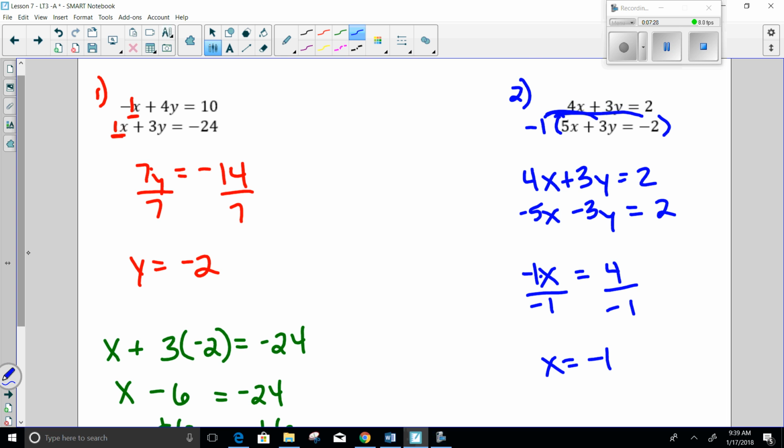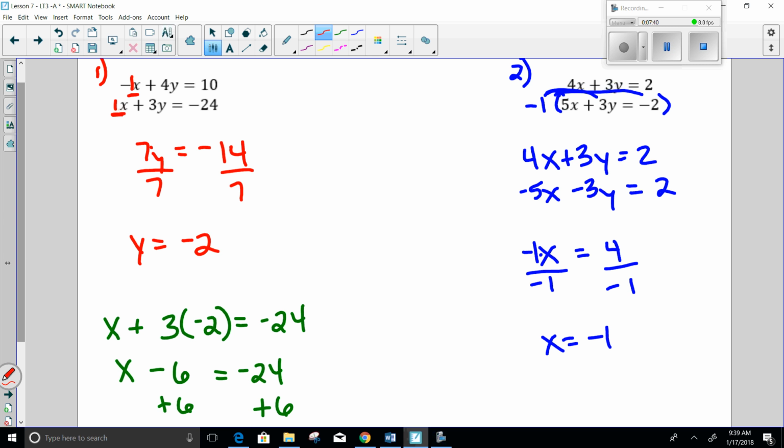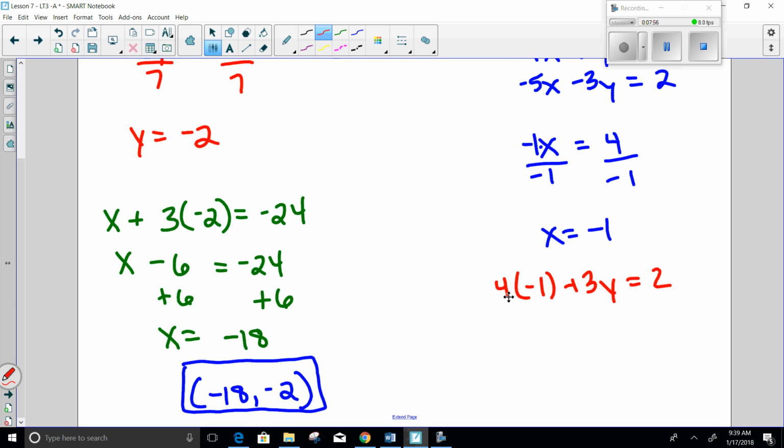Now what do I do? I take that value of x and I substitute it back into one of the two original equations. It doesn't matter which equation you pick, just pick one of them. I'm going to choose the top one this time. Again, it doesn't matter, so I'm going to do 4, but instead of x, I'm going to replace x with what it's equal to. Equals means the same, so instead of x, I'm going to replace it with negative 1. Plus 3y equals 2. Now I'm going to solve this equation for y. 4 times negative 1 is negative 4, plus 3y equals 2.